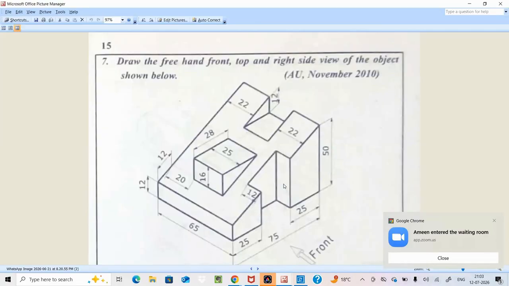Anyways, after my class, I'll share all the drawings with the answers also. You'll receive the same. Now you can just have a rough sketch for understanding purpose.